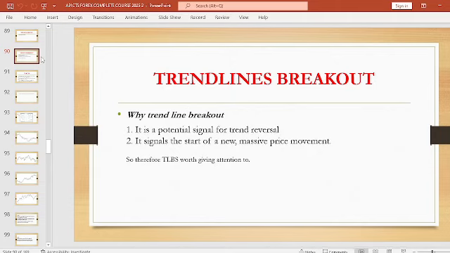Then at 3:45 p.m., to catch up with the news yesterday, I entered again. Everything in profit. And I can tell you, all I was just using is trend line breakout. So why is trend line breakout the potential signal for trend reversal? Sometimes when the trend wants to reverse, it's usually breaking the trend line.